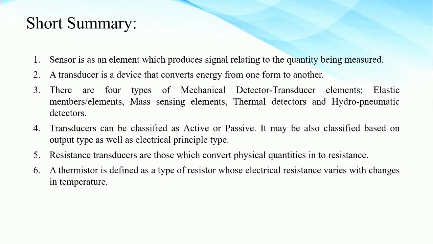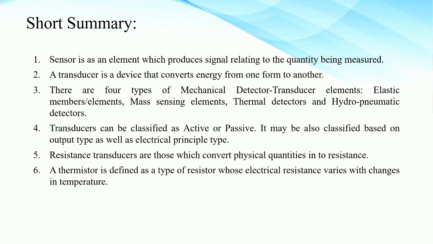Coming to the summary, we have talked in detail mostly about the sensor and transducer. A sensor is an element which produces a signal relating to the quantity being measured. A transducer is a device which converts energy from one form to another. Basically, 4 types of mechanical detector transducer elements are available, and all 4 are used for converting different physical quantities to electrical quantities.